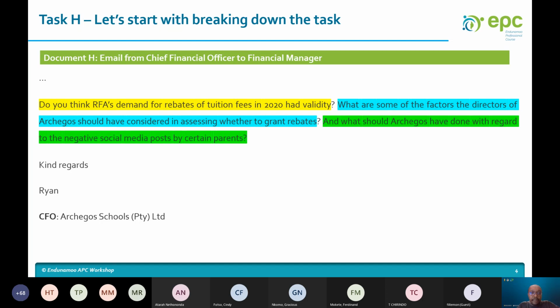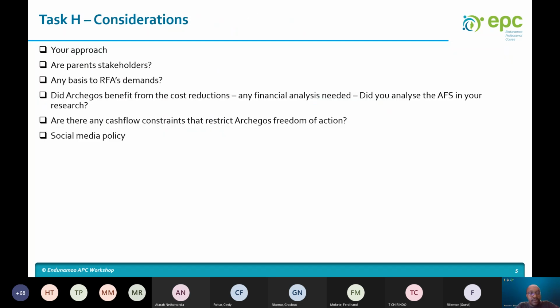So, in the task, you needed to think about your approach, right? These were your considerations. Your approach, you need to think about the parents in the context of stakeholders. You need to think about the basis of RFA's demand, right? What do they call them? Rebates for all, right? You need to think about RFA's demands. You need to think about whether the company benefited from cost reductions as per claims from RFA, right?